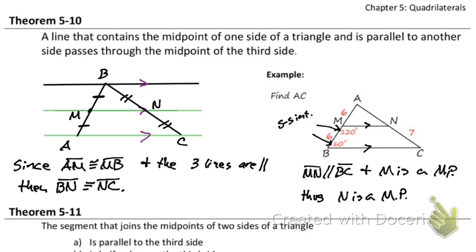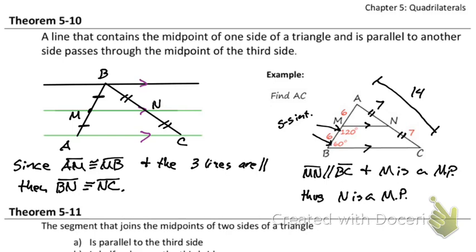Not 6. Jacob? 7. It's going to be 7. Since N is a midpoint, that means that NC is congruent to AN, which means AN is 7, which means A to C is going to be 14.